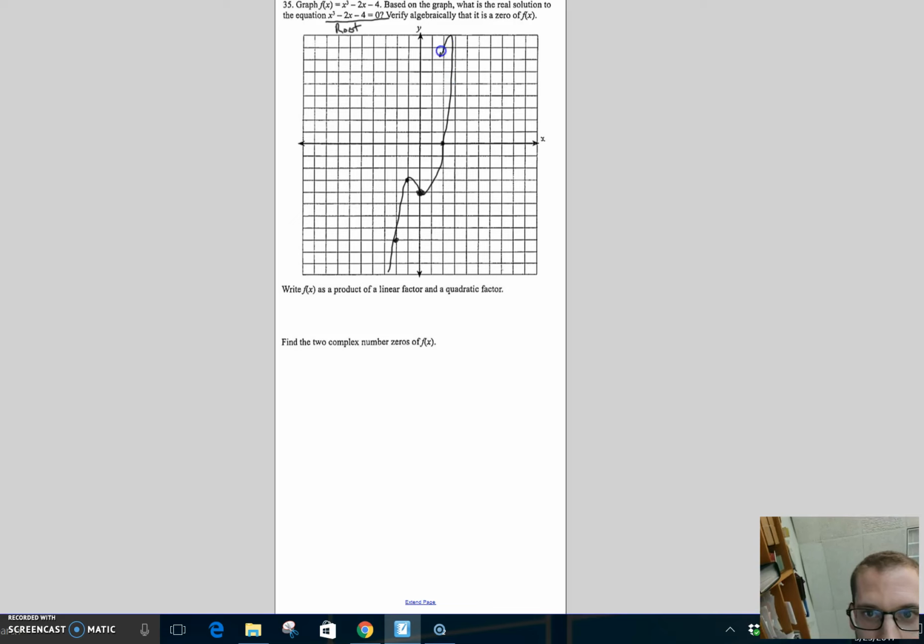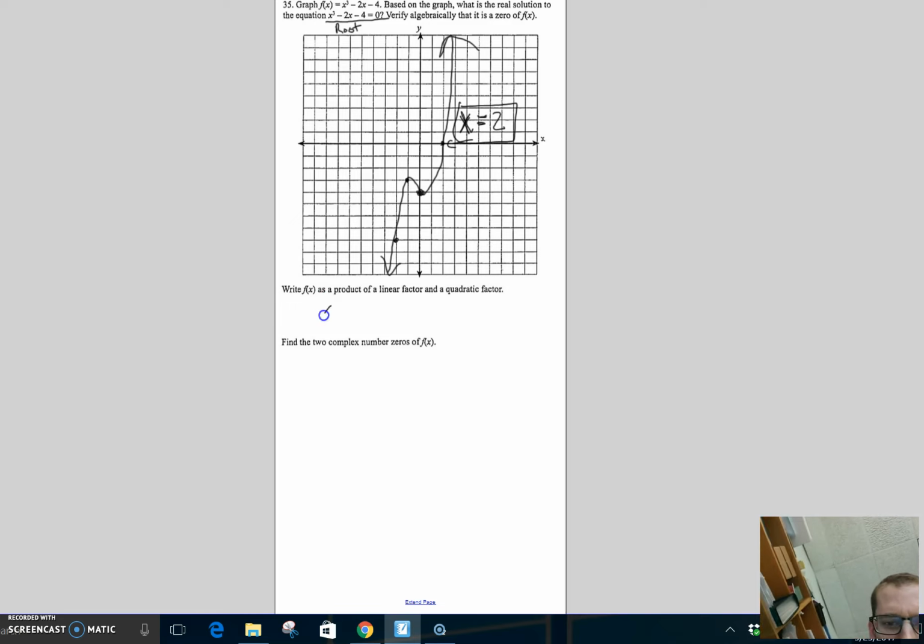It's kind of interesting, right? Something like that. So the real solution is going to be x equals 2. There is my real solution to that equation. It's right here. Then I need to verify algebraically that it is a 0, so it says write f of x as the product of a linear factor and a quadratic factor. Interesting. Okay.